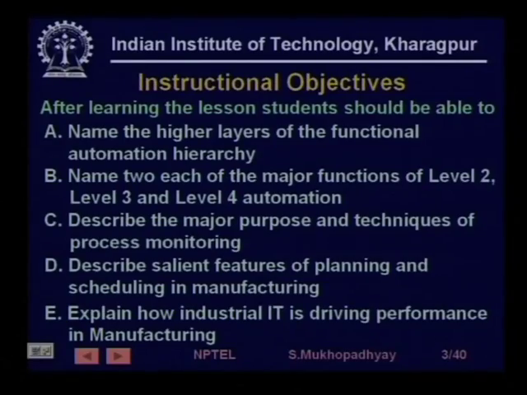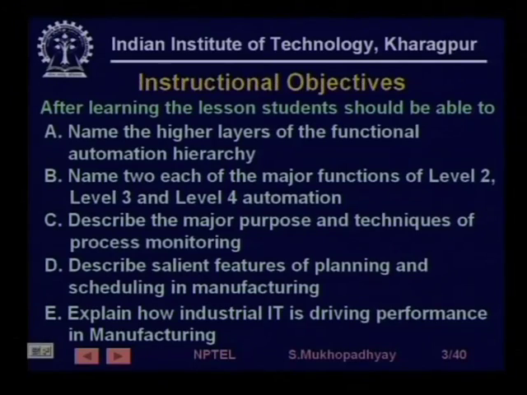So, students should be able to talk about what process monitoring is, how it is done, why it is important. Then planning and scheduling: what is planning and scheduling, and how, in the overall automated factory, industrial information technology plays a role in coordinating and integrating these complex operations for squeezing out performance, getting productivity and efficiency to gain an edge of competitiveness in the market. Okay.